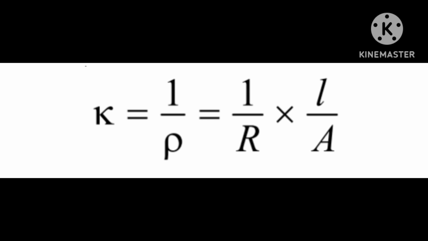If you draw the graph, the y-axis is vertical and shows the molar conductivity, and the x-axis is horizontal, which you can write as under root c.